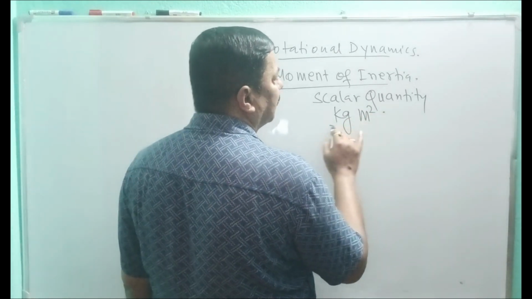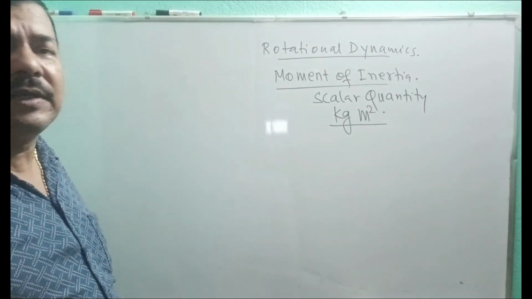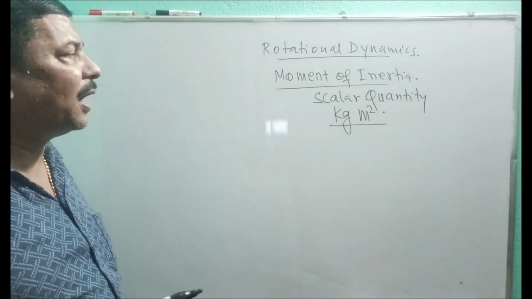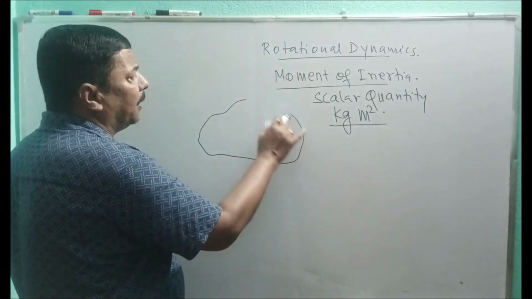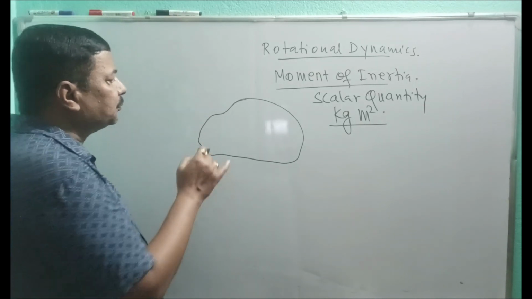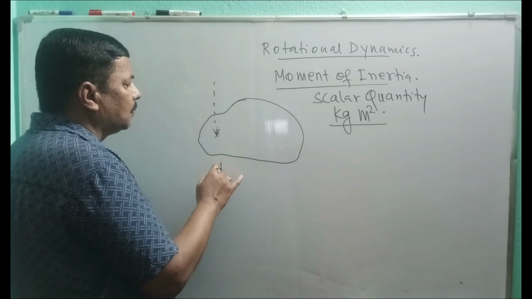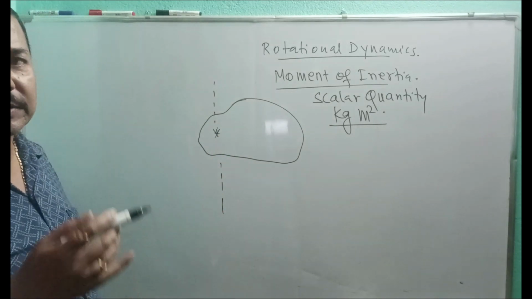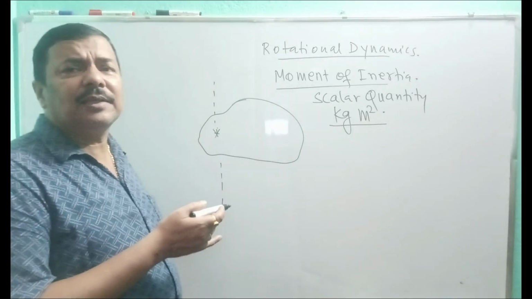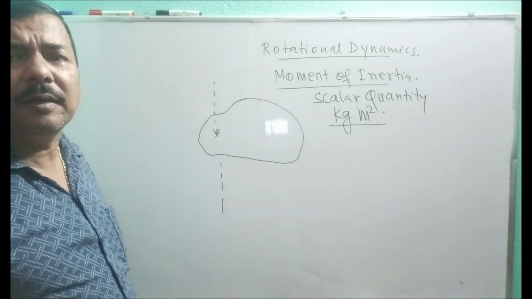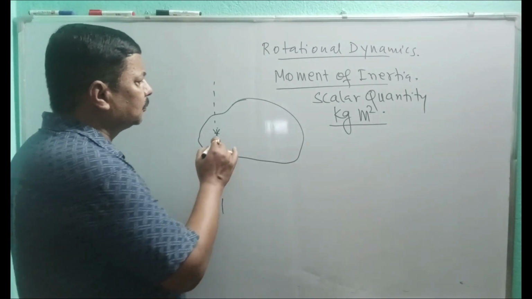Now, as I told you, from its definition, suppose we are taking a rigid body, and here is the axis of rotation. As this is a rigid body, it has a system of particles. A large number of particles are there. We are considering a few particles.